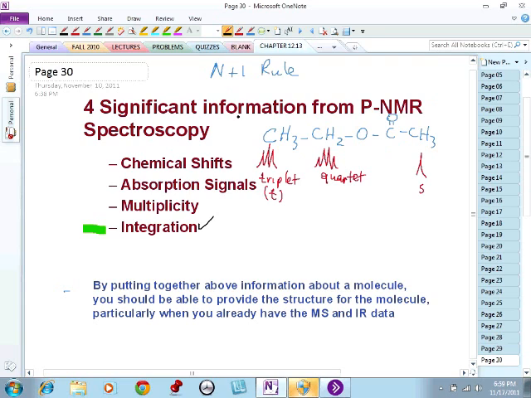Now, let us now look at integration. The instrument is designed to also measure the area under each signal to determine how many hydrogens give those signals. In other words, the integration will tell you that here you have 3 hydrogens, you have 2 hydrogens, you have 3 hydrogens. That is what the integration will tell you. Sometimes you may need to do a little bit of measurement together, but most of the modern instruments today will actually do the measurement for you and tell you this is the number of hydrogens.